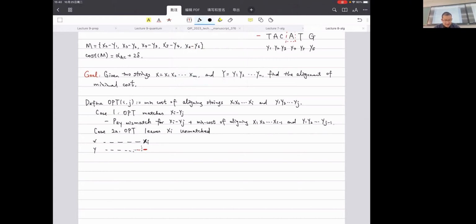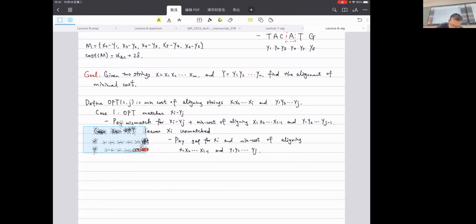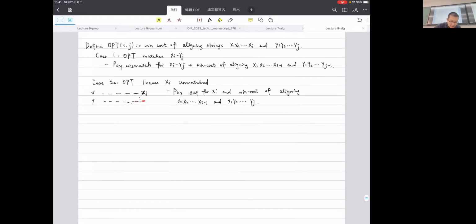We don't know. But nevertheless, if OPT leaves Xi unmatched, we know that we are going to pay the gap for Xi. And on the other hand, the min cost of aligning the rest, which is going to be x1, x2 until xi minus 1, and for the y part, y1, y2 until yj, because we didn't make any change to the y's here. So this is the case 2a. Let me make this look a little bit squeezed.